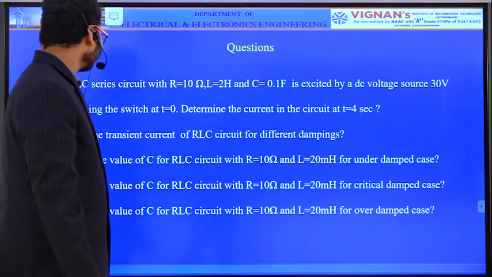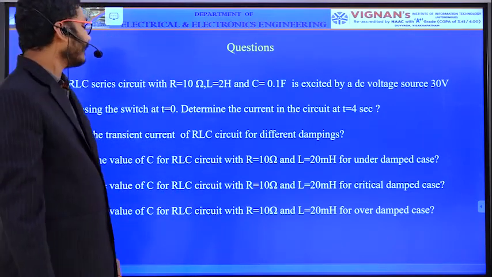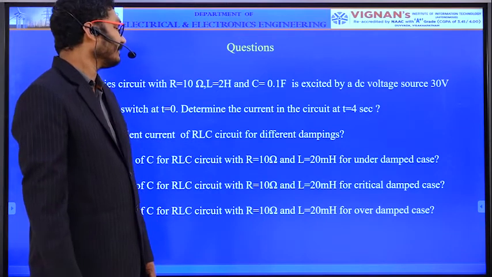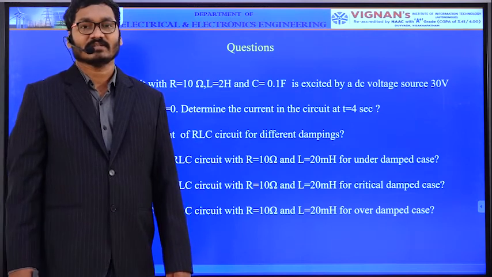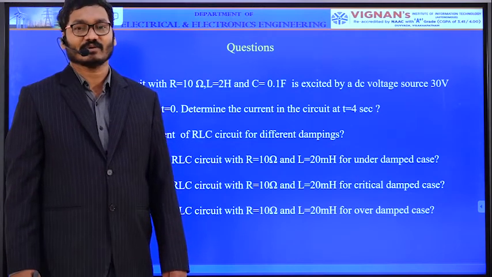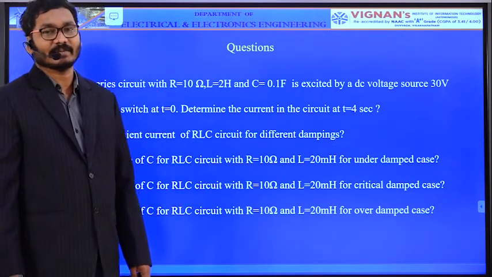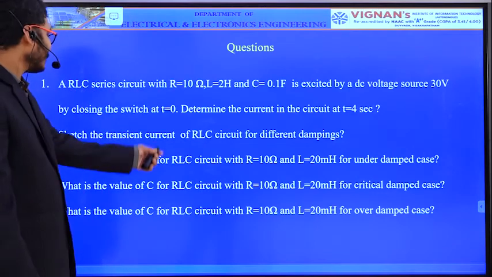Next, sketch the transient current of the RLC circuit for different dampings. Just now we have done this previously: over damping, critical damping, and under damping, and those responses were plotted.